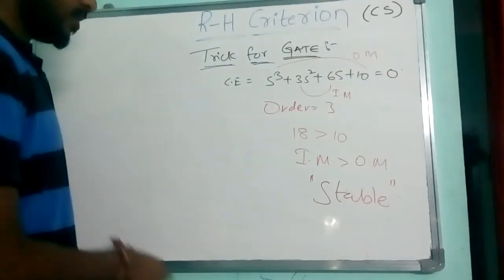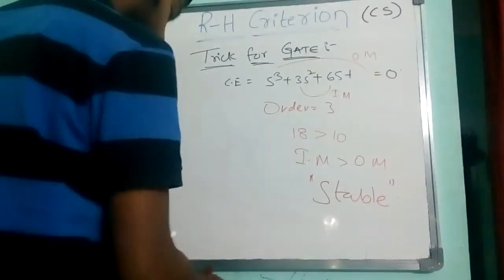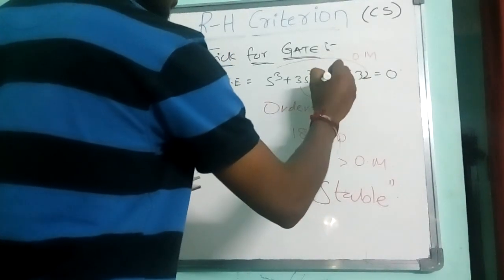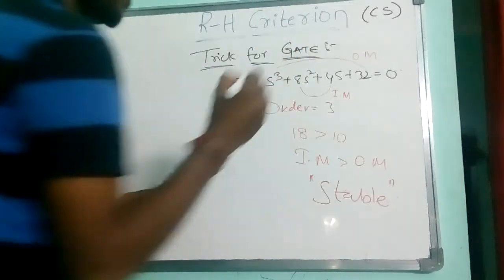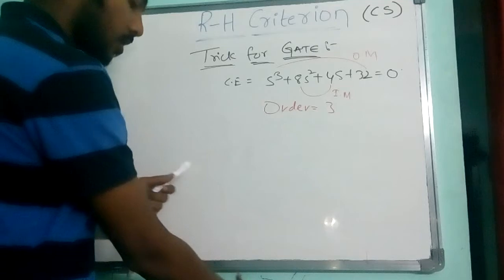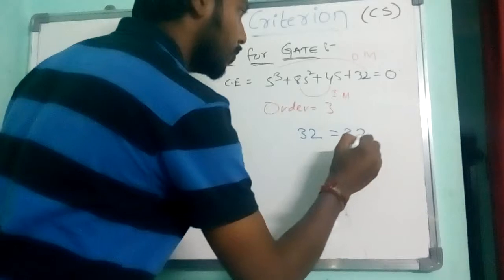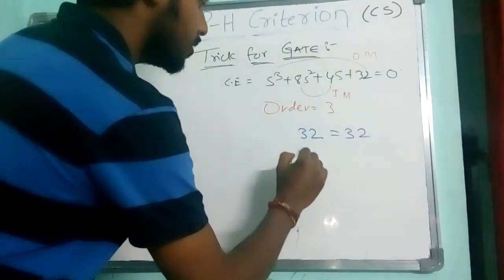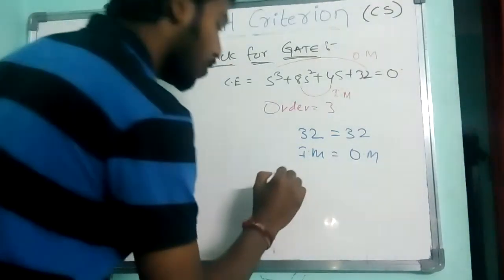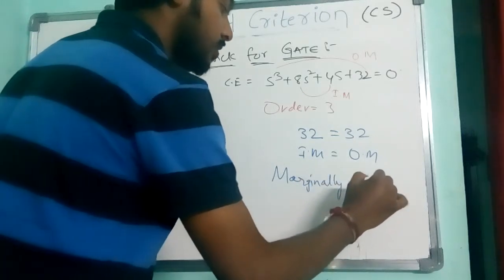Don't worry. Next, suppose for the same type of problem, now see what the multiplication is here. The same order. Inner multiplication is 32, outer multiplication is 32. Inner multiplication equals outer multiplication. This type of system is called a marginally stable system.